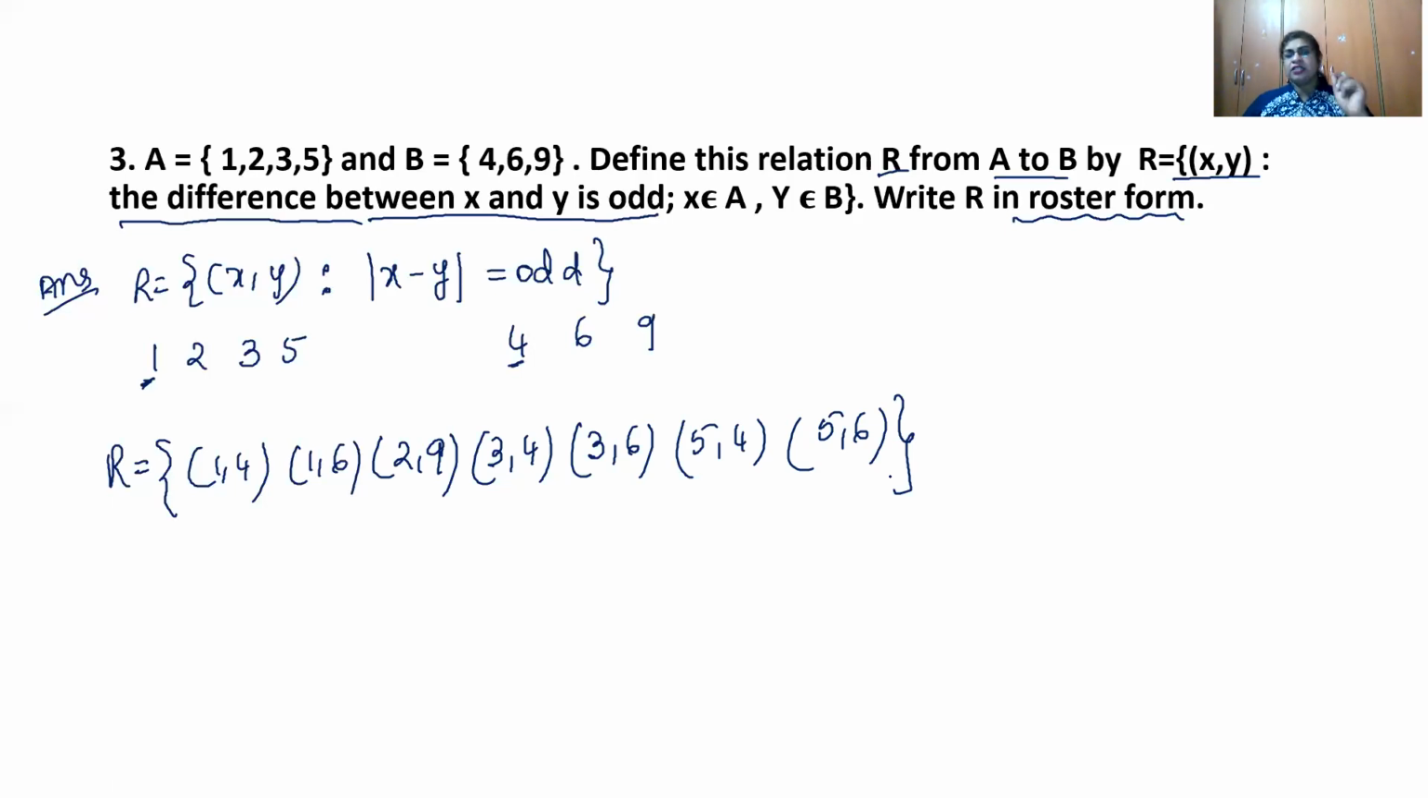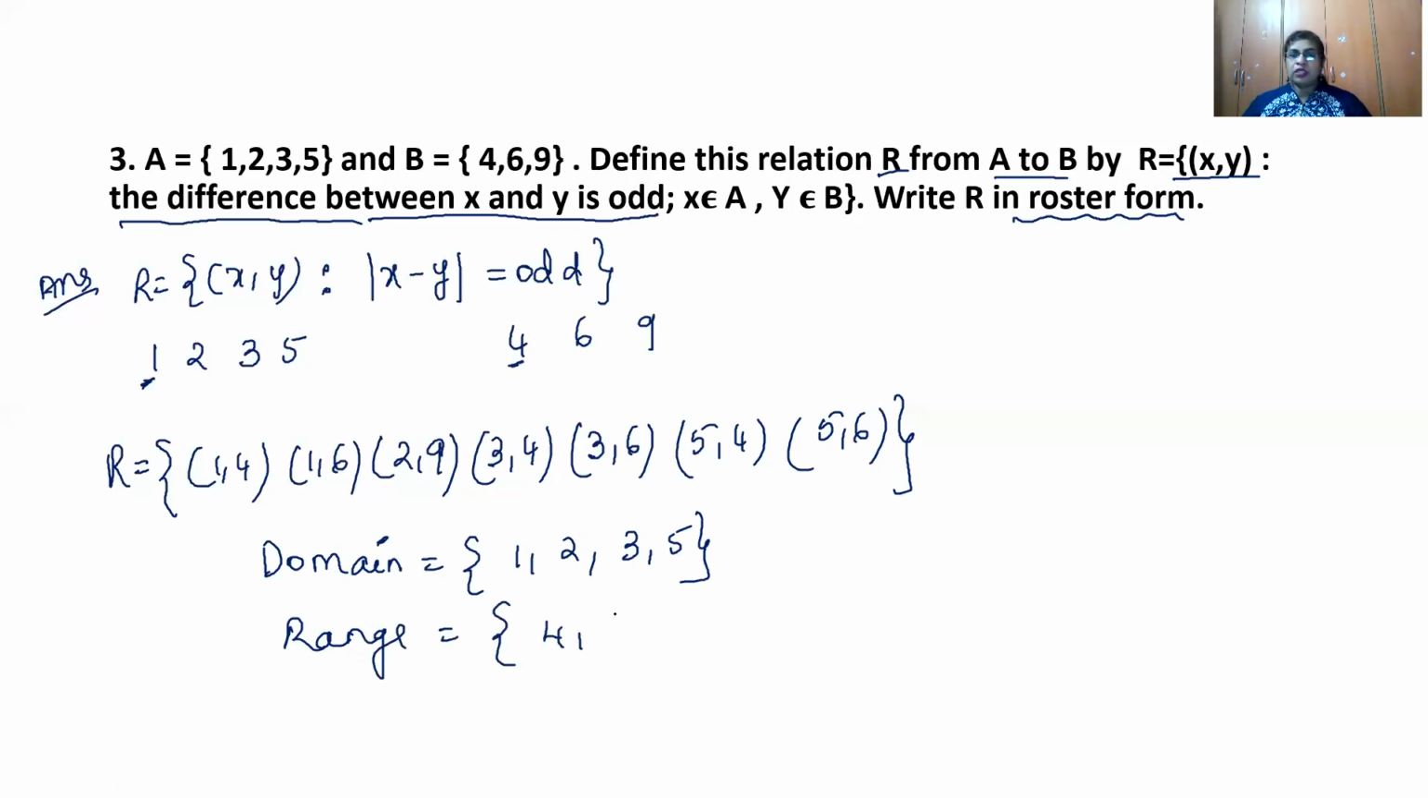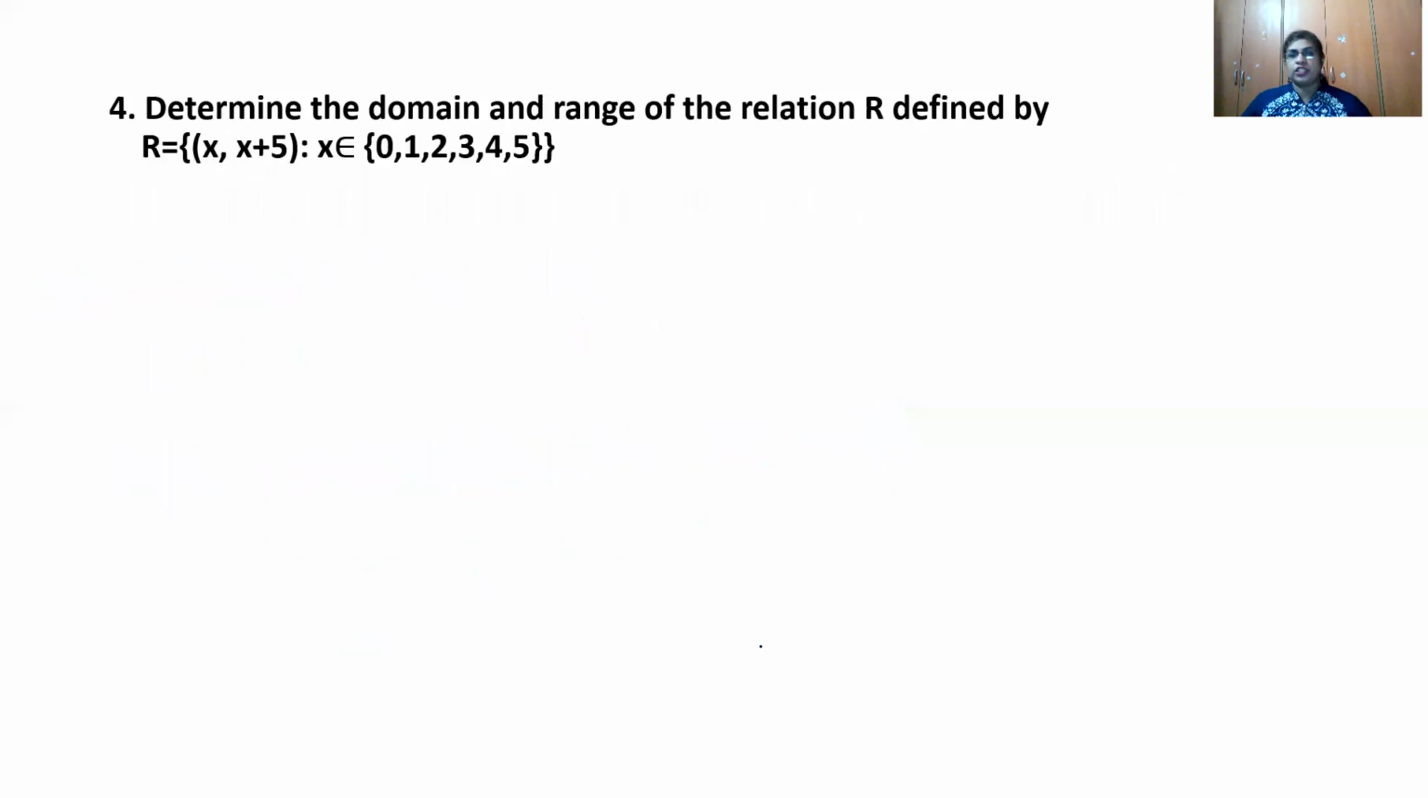Now suppose the domain was asked, what would be your answer? Let us write the domain and range. Domain is the set of all first elements, so 1, 2, 3 and 5. What is range? The set of all second elements, so I have 4, 6 and 9. So this is my answer for the third one. I hope the idea is clear to you all. Yes, we move on to the next question, the fourth question.